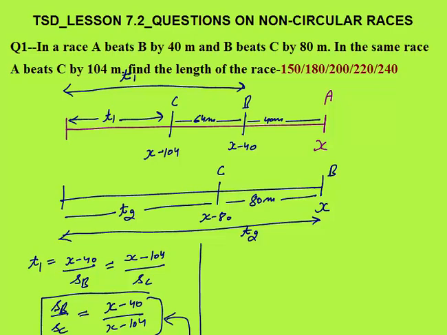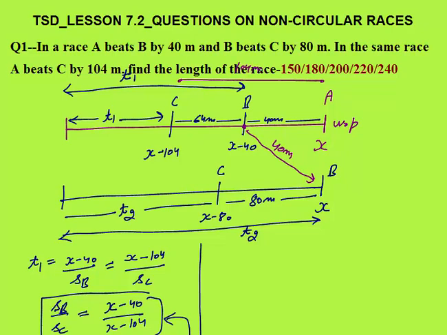Now what the logic is: in the first scenario, B was here at this point. This distance was 40. In the first scenario, the gap between B and the finish line, the winning post, was 40 meters. So in the same time, when B covered 40 meter, it means that B was here in the first position, B reached the finish line. Where was C? C was earlier 104 meter behind. This distance is 104 meter.